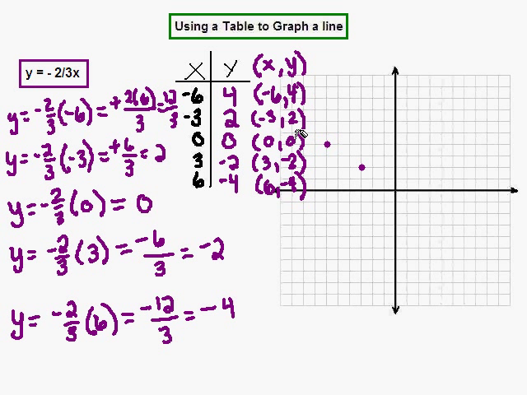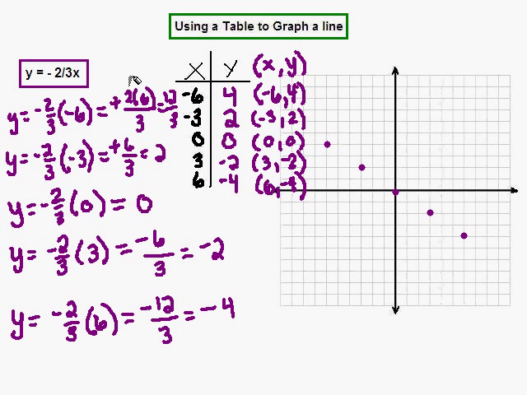Next one, 0, 0. Remember, that's the origin, so that just stays right in the center there. My next point, 3, -2. +3, so I'm going to go to the right 3, -2, so I'm going to go down 2. And my last point, 6, -4, so to the right 6 and down 4.